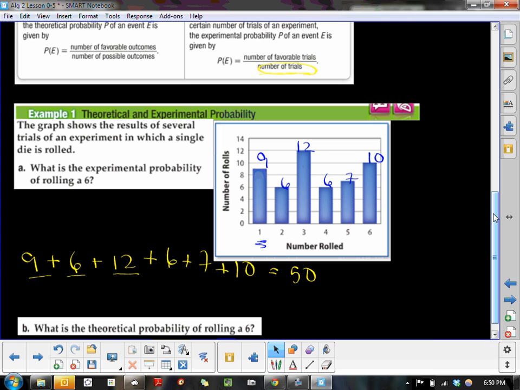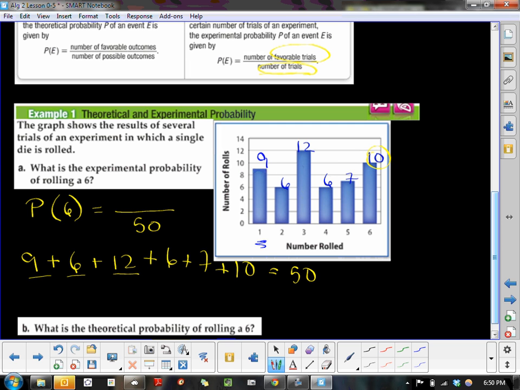Now to calculate probability, we want to figure out, according to our question, the probability that we will have rolled a 6. So I'm going to put a probability of 6. That's our event that we want to have happen. We know that we ran 50 trials. Now we want to figure out the number of favorable trials that we had. So we're going to go back to our table, and it says we had 10 favorable trials.